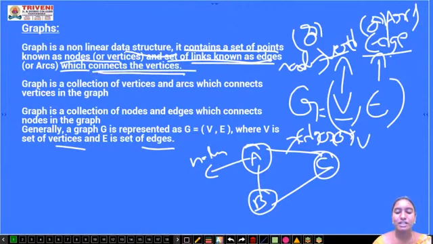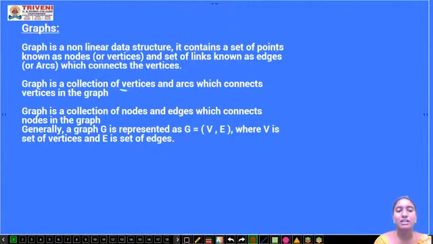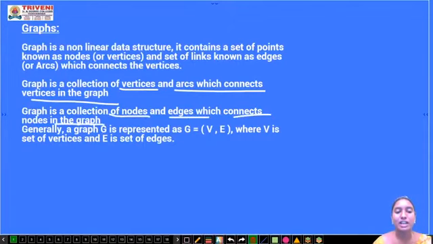A graph is a collection of vertices and arcs which connect the vertices in the graph. A graph is a collection of nodes and edges which connect the nodes in the graph. Generally, the graph is represented as G equals (V, E), where V is the set of vertices and E is the set of edges or arcs.